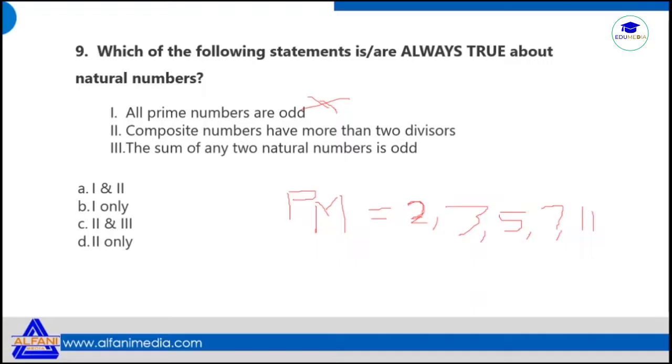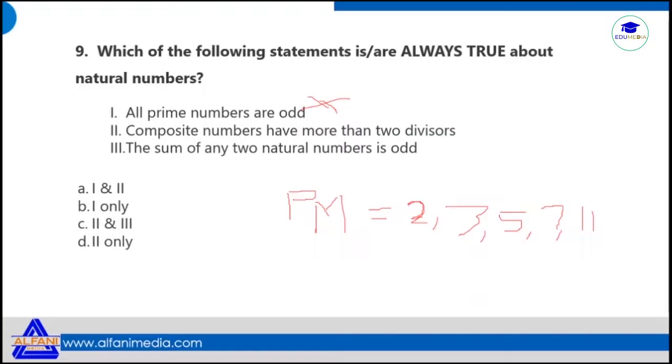So this is out. So we are looking for a statement that is true. Now we're looking at the next one: composite numbers have more than 2 divisors. Now the question is, what are composite numbers? Let's just leave that for the meantime.